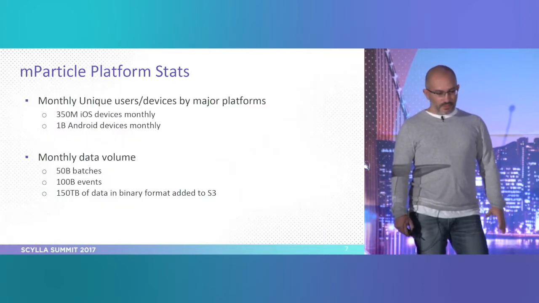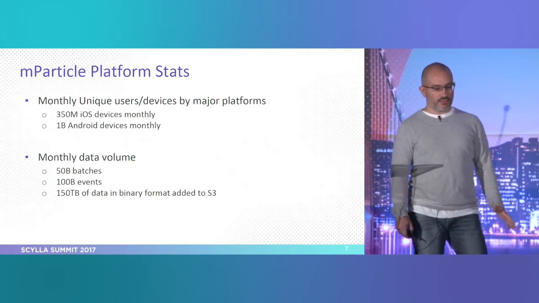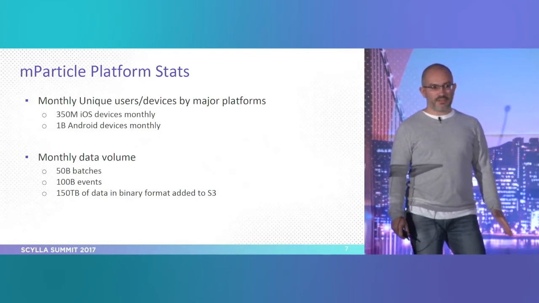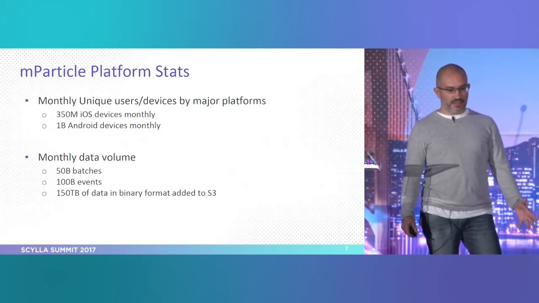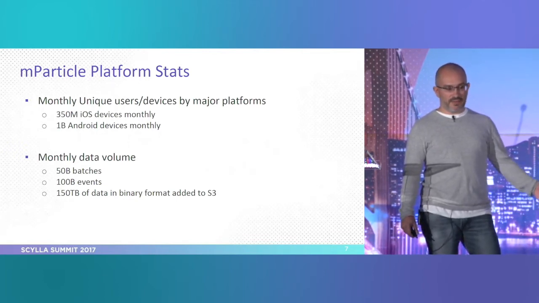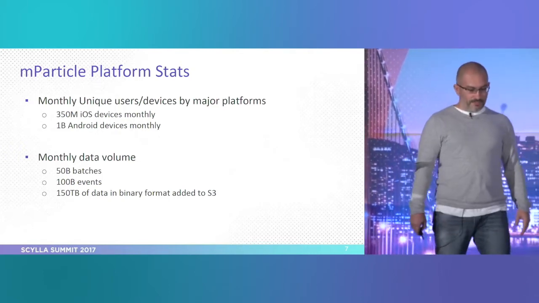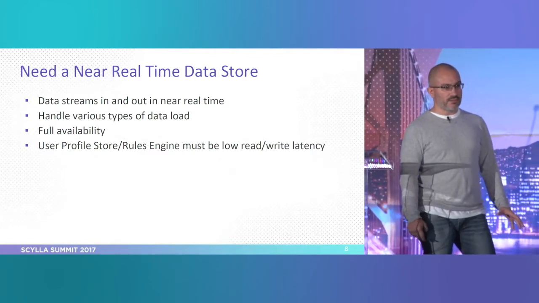Throughout our normal operation, we process data for over 350 million iOS devices and 1 billion Android devices, which is in the shape of 50 billion batches or messages every month, which contain 100 billion events and are stored as 150 terabytes of raw data. All of this has to stream through our systems in near real time.